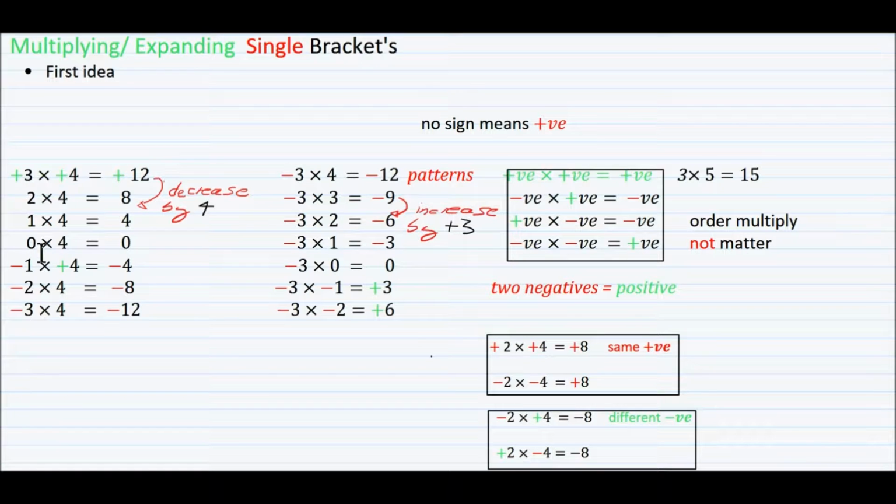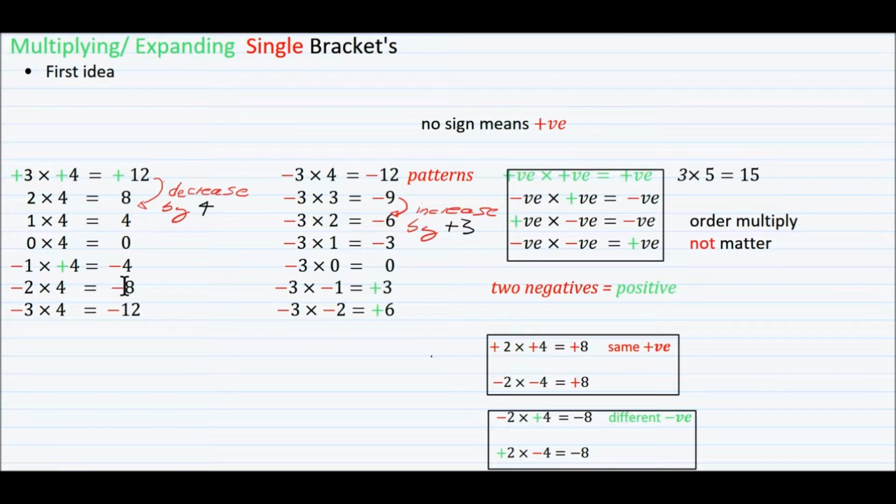Now 0 times any number is 0. So 4 take away 4 is 0. So this makes sense. Then 0 take away 1 is actually minus 1. Now from this pattern we know that this number is 4 less than 0. So 0 take away 4 will give me minus 4. So minus 1 times plus 4, this number is still plus, we get minus 4. This minus 4 is 4 less than 0.